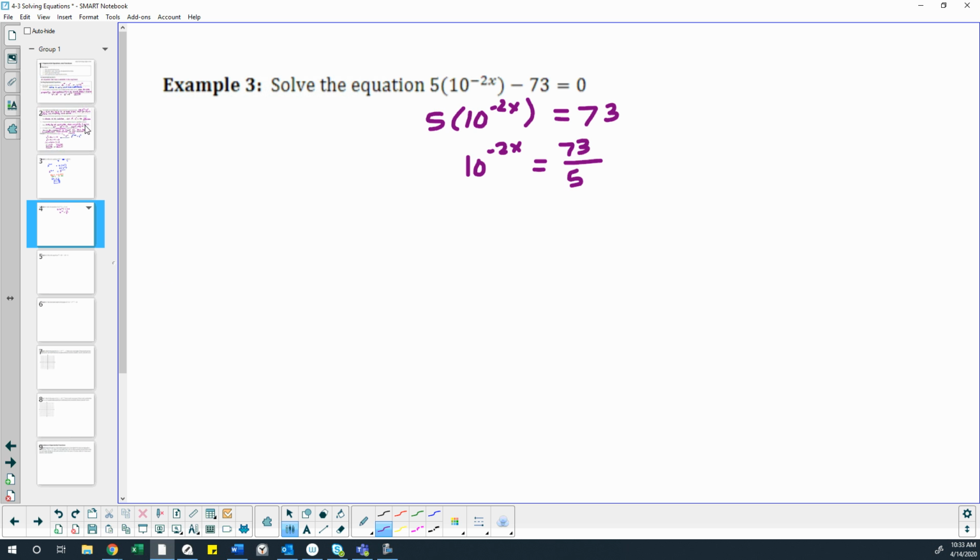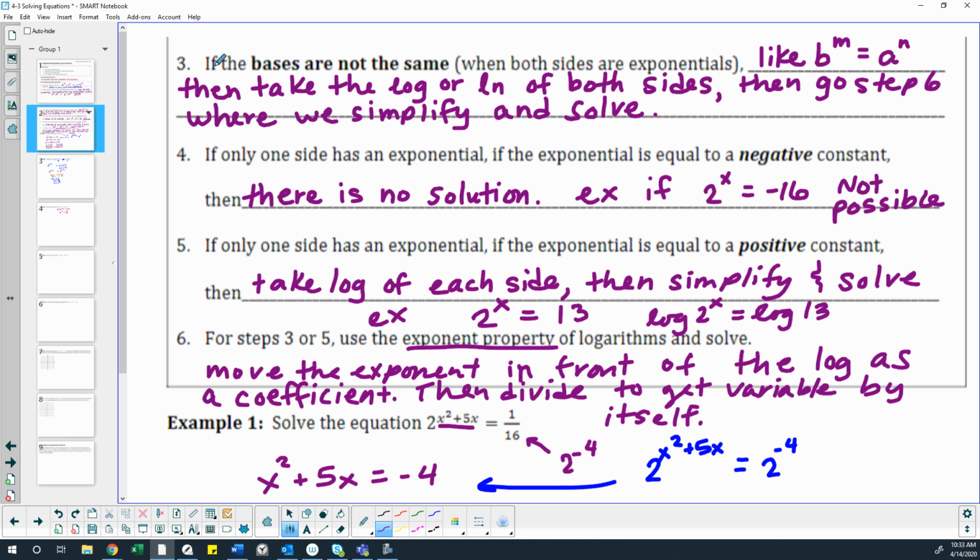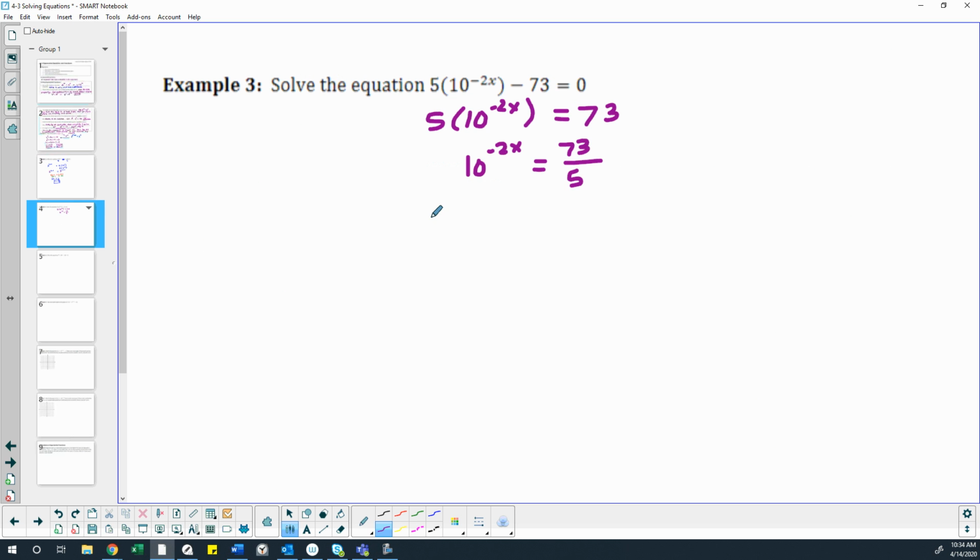Now I'm going to use the method we talked about here, number 5. If only one side has an exponential, even though the other side is a fraction, and it's positive, we're going to take the log of each side and then simplify and solve it. I didn't actually finish solving this example I had earlier, but we took the log of each side, and then we can move the x out front and divide by the log of 2. So that's kind of the idea of what we're going to be doing. So I'm going to go ahead and do the log.